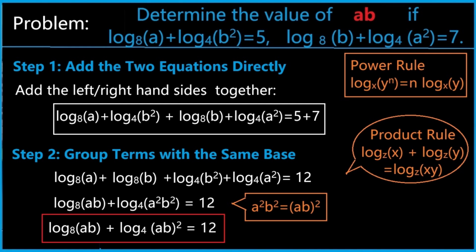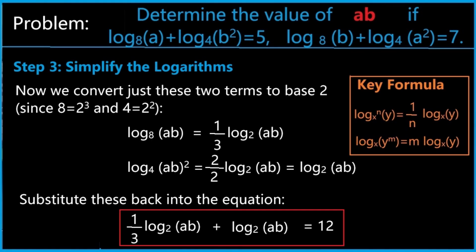Step 2. Group terms with the same base. Rearrange the expression so that logarithms with the same base are grouped together. Using the product rule of logarithms, log₈ x plus log₈ y equals log₈ xy, we combine each pair of matching terms. Notice that the product, the square of a times the square of b, can be rewritten as the square of ab. This allows us to simplify the expression further and obtain the final equation.